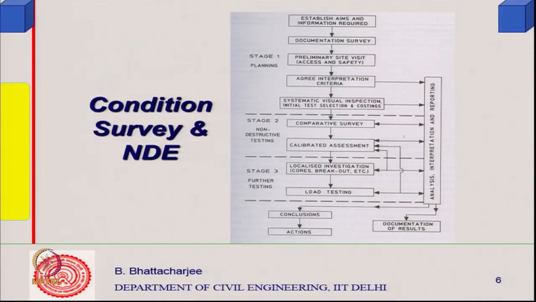So, if you see the top one, it would talk about first basically establishing aims and information required. So, that corresponds to the objective actually. Then you do a document survey, preliminary site visit or visual survey, right, and then obviously at this stage you may have to discuss with the client and all organizations involved, owner, client, whoever it is, if there is a dispute, all the parties, and agree to the criteria of interpretation that you would be using.